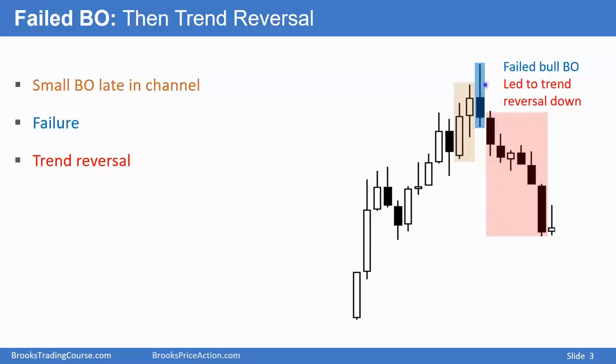In this particular case, the failed bull breakout, so we have a bull breakout, it's failing, it led to a trend reversal down. Remember, we had a bull breakout here, a failure, yet it was followed by trend resumption up. Here we have a failed breakout, and it was followed by trend reversal down.